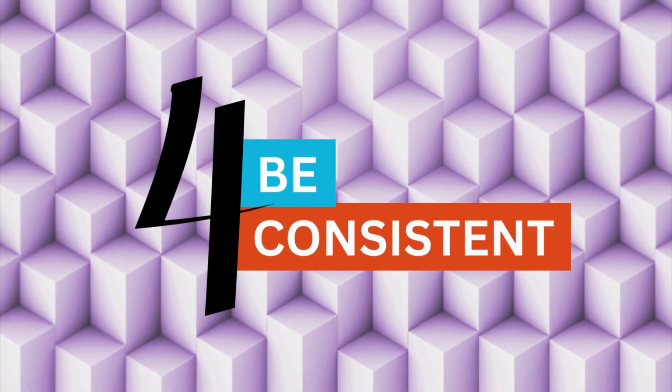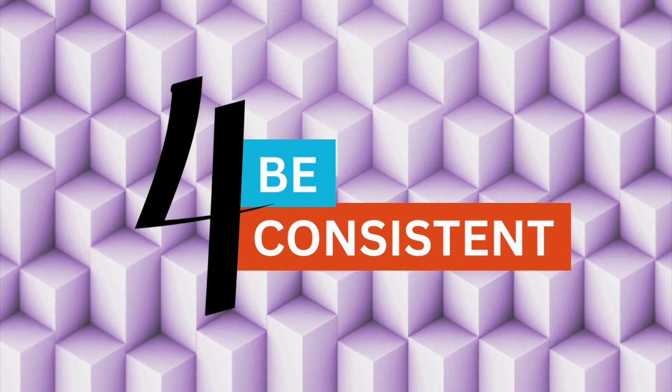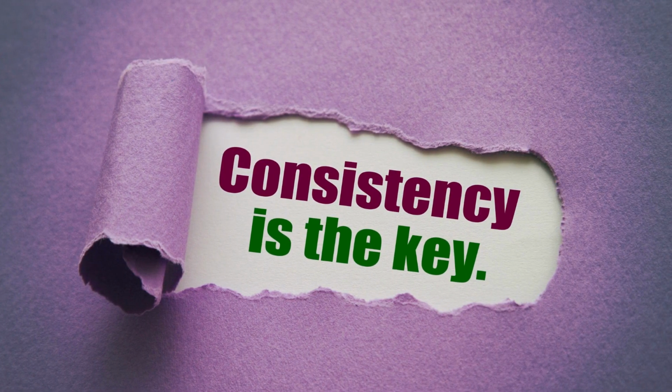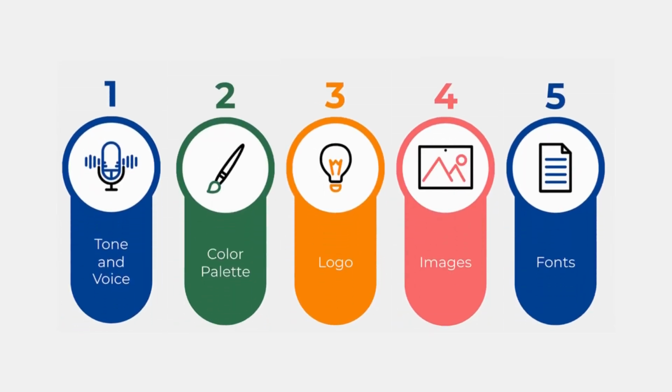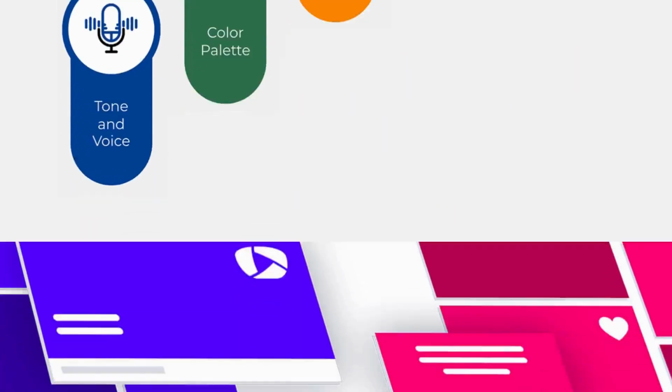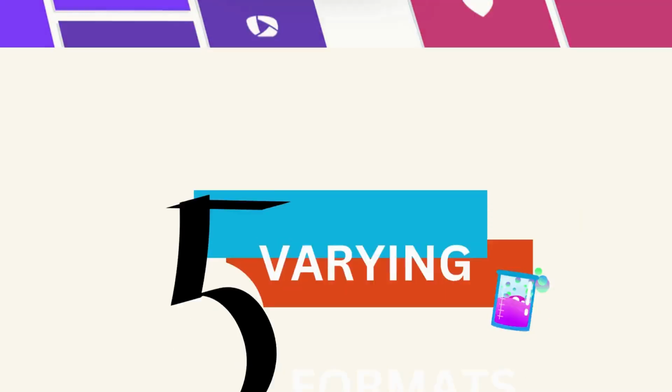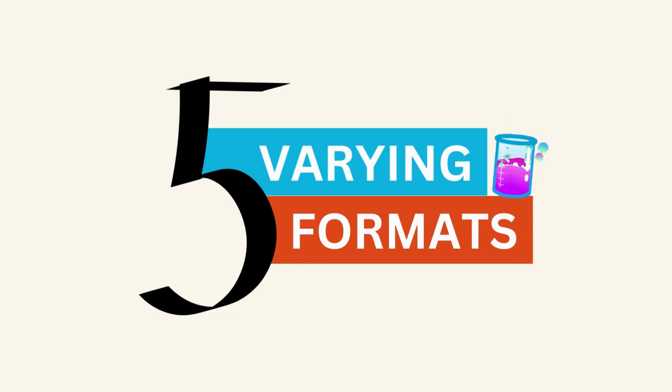Then we have number 4, being consistent. Consistency is key when it comes to building brand recognition. Using the same color scheme, font style, and tone across all of your social media graphics creates a cohesive look and feel.